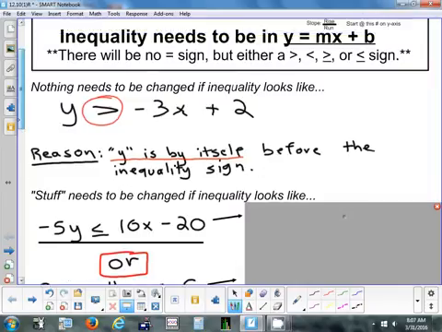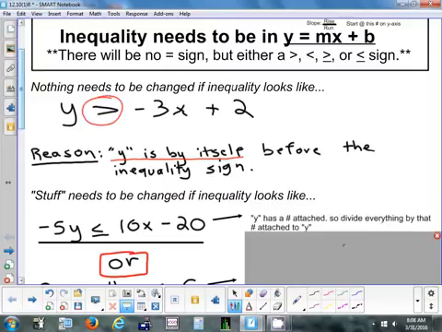Now we're going to look at a few examples where y is not by itself, just so you can see one that you might have to do something to first. Look at that one below where it says stuff needs to be changed if the inequality looks like this. Is y by itself in this inequality right here with the arrow next to it? What's next to y that shouldn't be there? -5. Anybody tell me how you would move -5 times y to the other side? Divide everything by what? Yep, divide everything by -5.